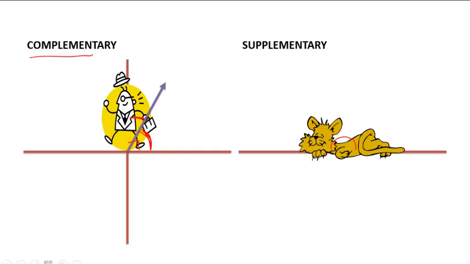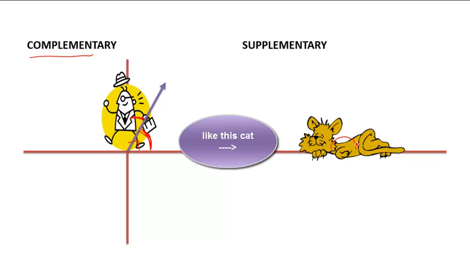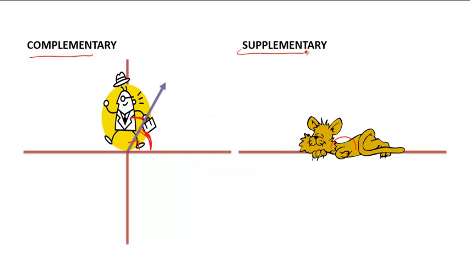Now, say someone's sleeping or is passed out. They're making a 180 degree angle with the ground. Don't you think they need a supplement? So the angles that add up to 180 degrees are referred to as supplementary angles.